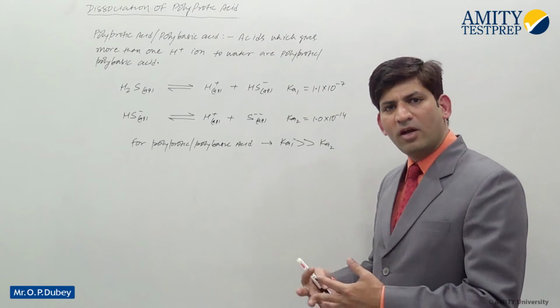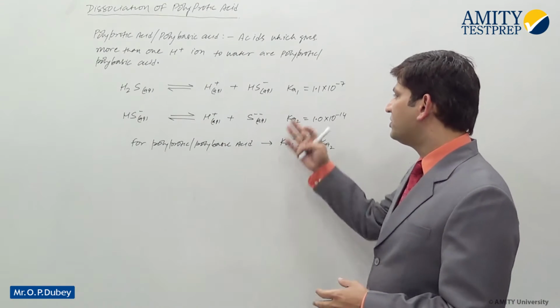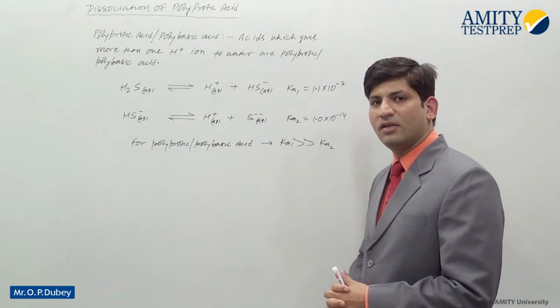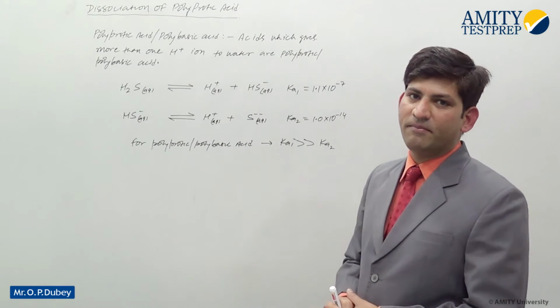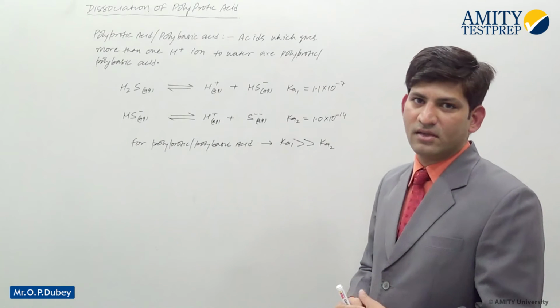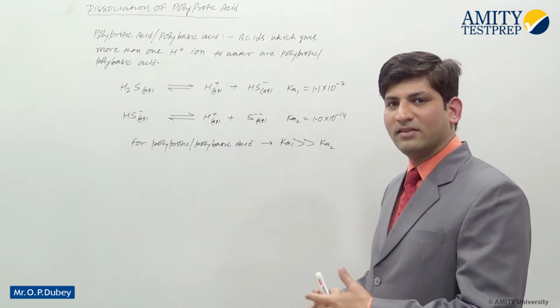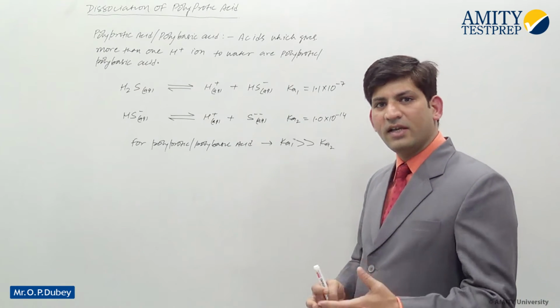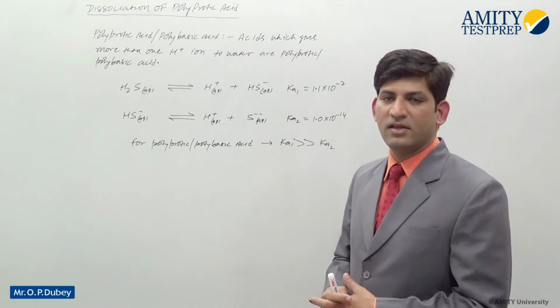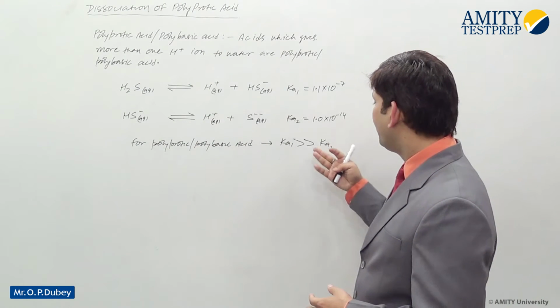For a polybasic or polyprotic acid, the first dissociation constant is much greater as compared to the second dissociation constant. If a tribasic acid is dissolved in water, the first dissociation constant is much larger than the second, and the second is much larger than the third dissociation constant. What is the reason for this variation?